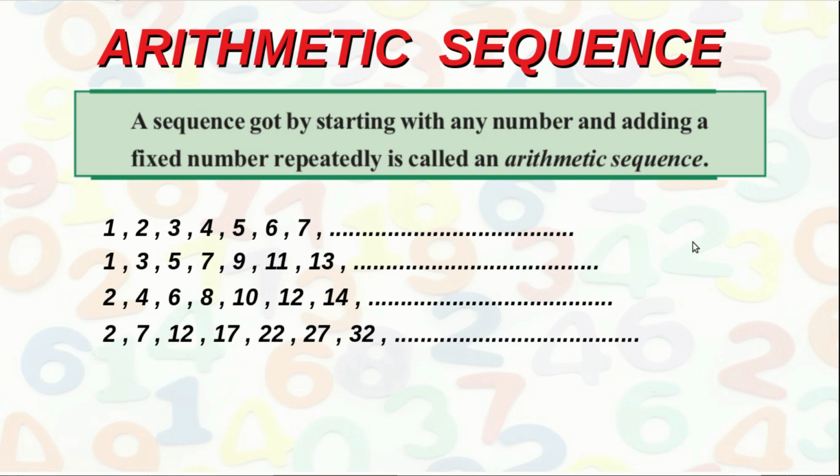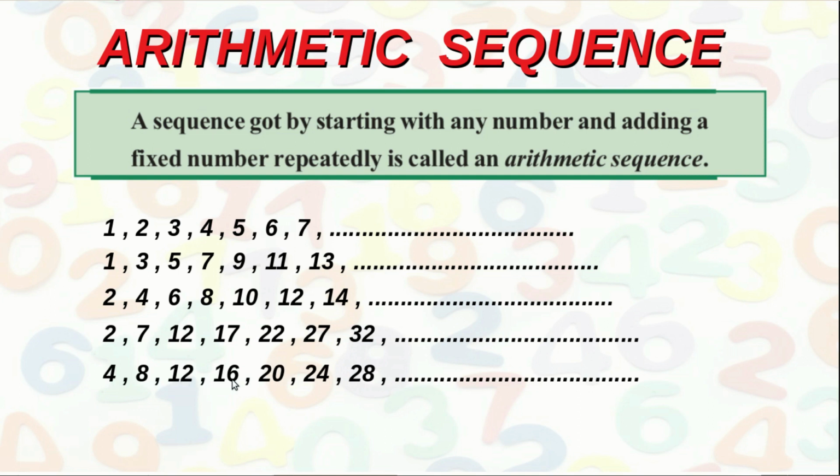Next, 2, 7, 12, 17, etc.: a sequence starting with number 2 and 5 added repeatedly. 4, 8, 12, 16, 20, etc.: multiples of 4. 4 is the first term and 4 is added repeatedly.